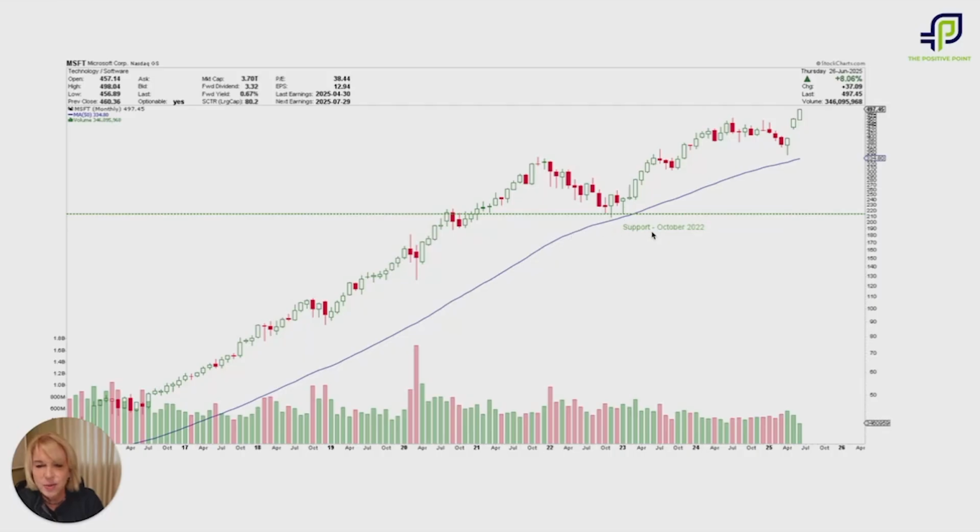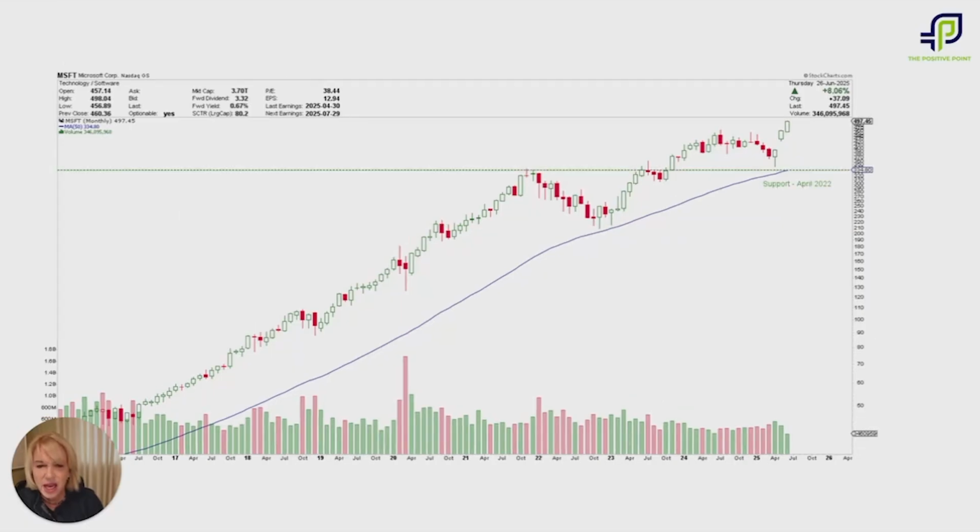So there was support line, this green dotted line here, that was support in October 2022. And support number 2, that was more recent. Support in April, this should say 2025. But you can see how Microsoft bounced off our blue line at this very clear area of support. You see this area was prior resistance over here. It could not get through my green dotted line, but here it did. So it was an area of new support.